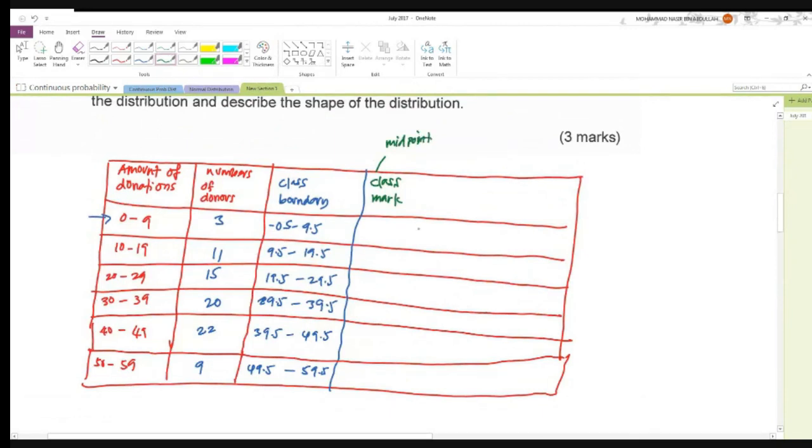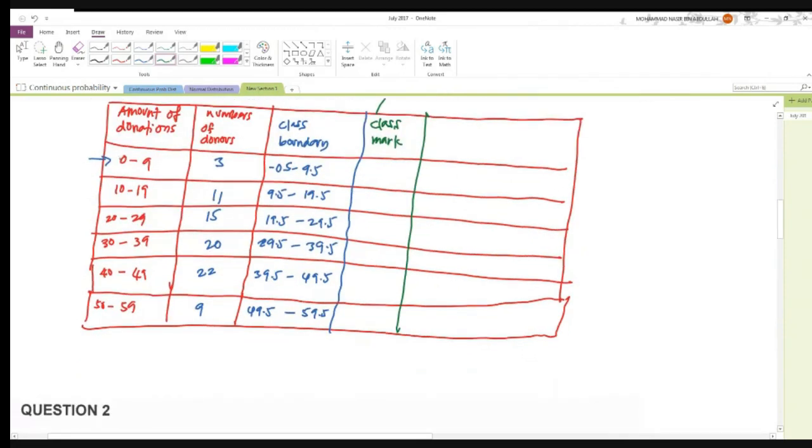Right? Class mark or midpoint. So this one should be 9 plus 0 divided by 2 is 4.5. This is 14.5, 24.5, 44.5. It looks the same, it forms a pattern of the same thing.